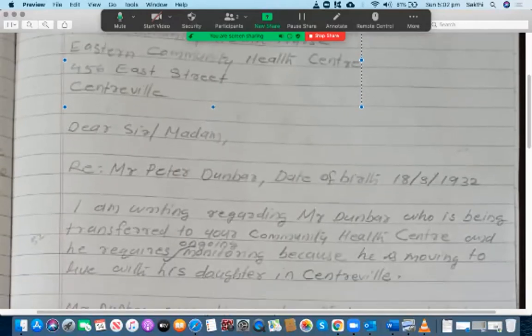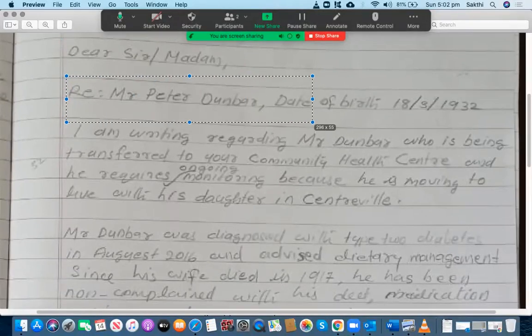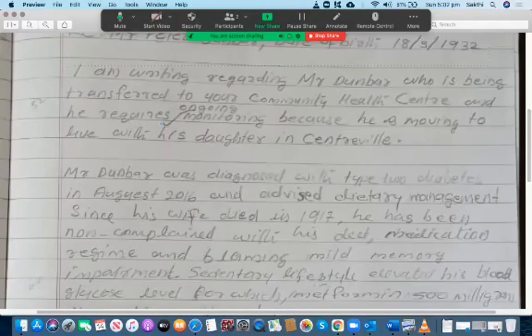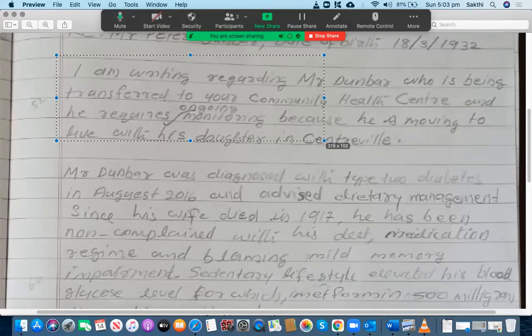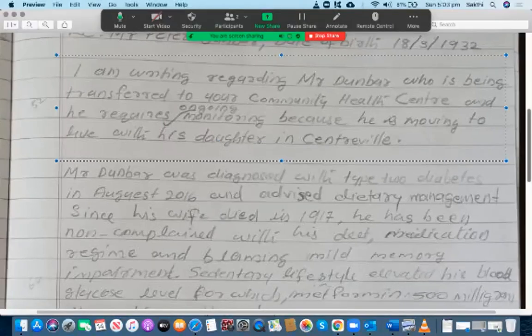And then you have given a blank line and you have written on the salutation of the addressee, which is good. And then regarding Mr. Peter Dunbar, date of birth 18/3/1932. That's good. I'm writing regarding Mr. Dunbar, who is being transferred to your community health center, and he requires ongoing monitoring because he is moving to live with his daughter in Centerville. That's good. I'm happy with that. Yeah, it's all good. It doesn't have any grammatical mistakes. It's a very well written introduction paragraph. Well done.